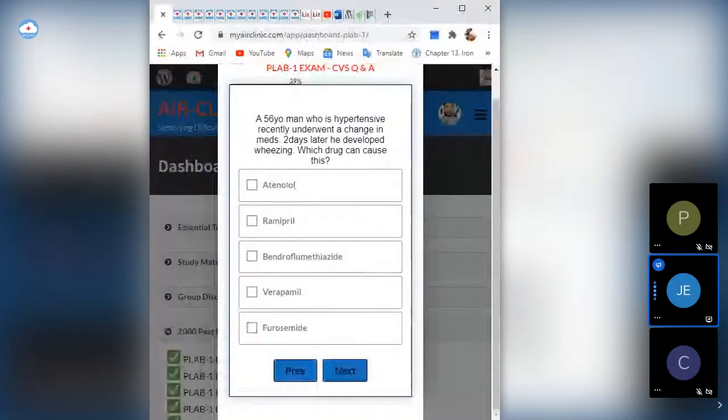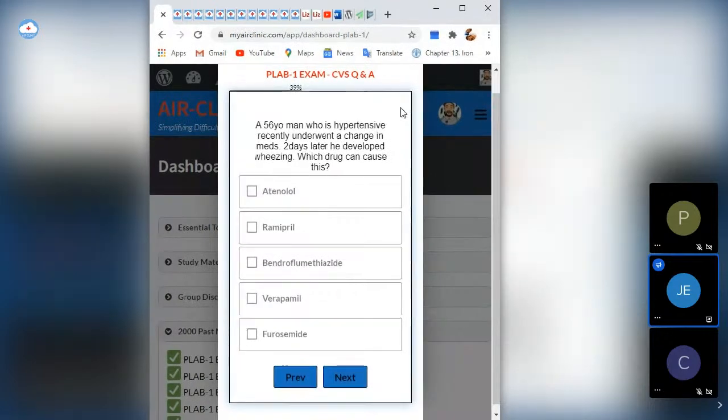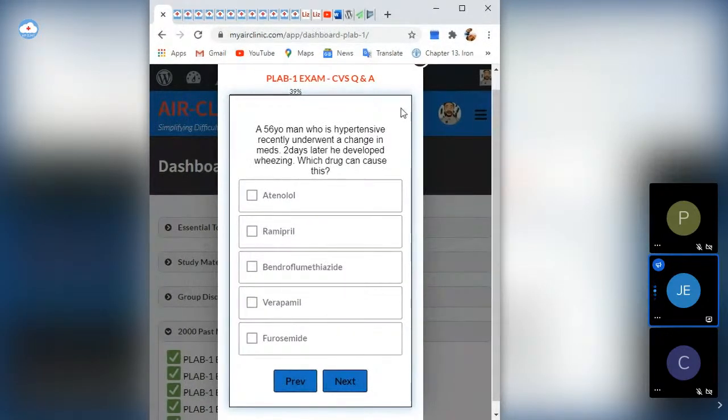How is an ACE inhibitor renoprotective and at the same time likely to cause renal impairment? Oh my God, this one is tough. Anyway, let me start with the renal protective aspect of it, because that's the one I can defend. How is it renal protective?